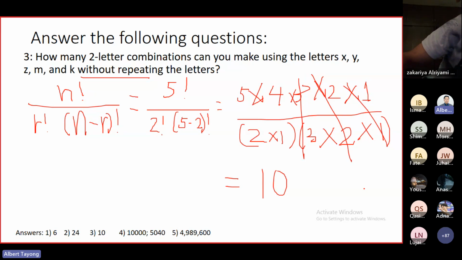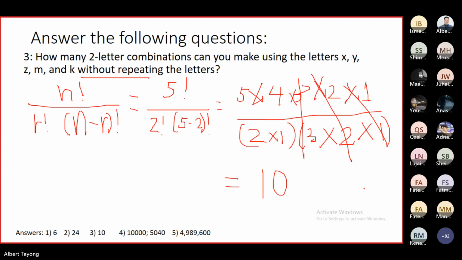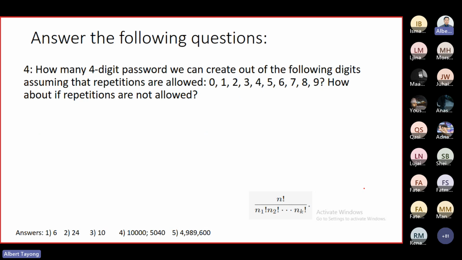All right, so I guess we're able to answer these first 3 questions. Let's proceed to number 4. How many 4-digit passwords can we create out of the following digits, assuming that repetitions are allowed? So we have 10. Our n is equal to 10, from 0 to 9. And our r is 4, because we have a 4-digit password.